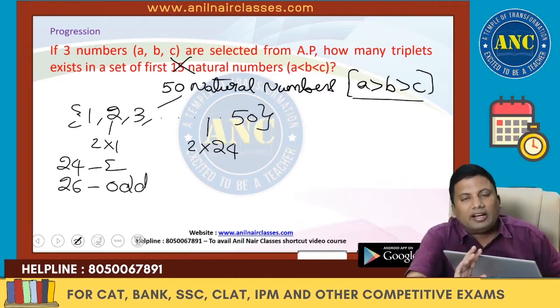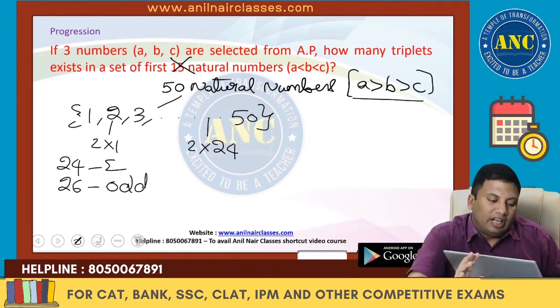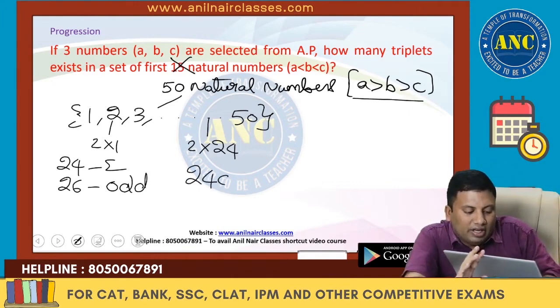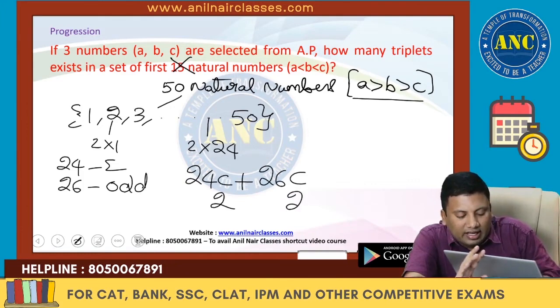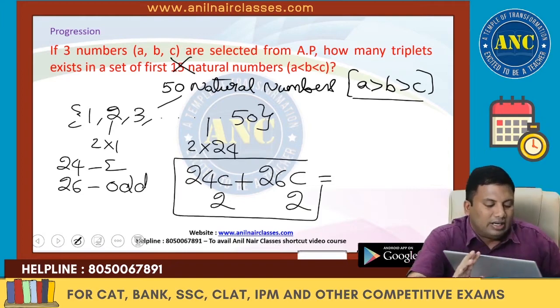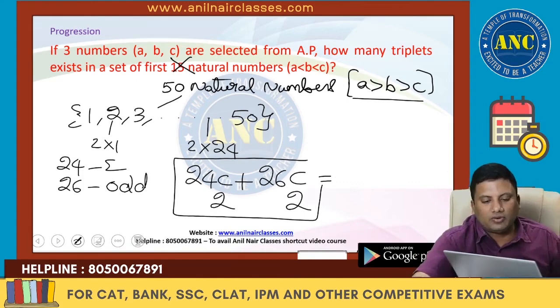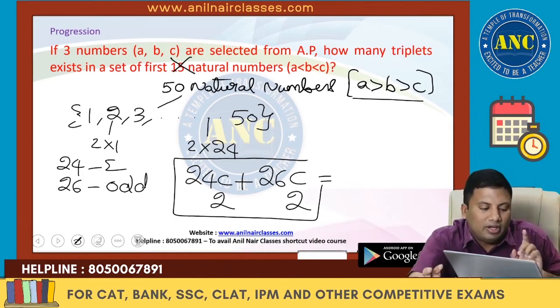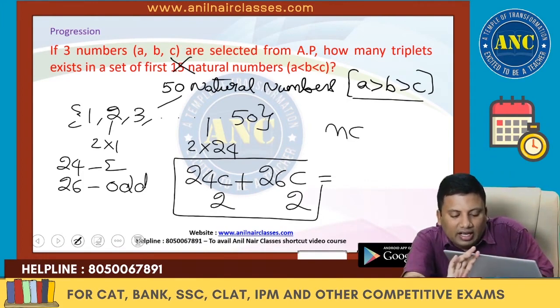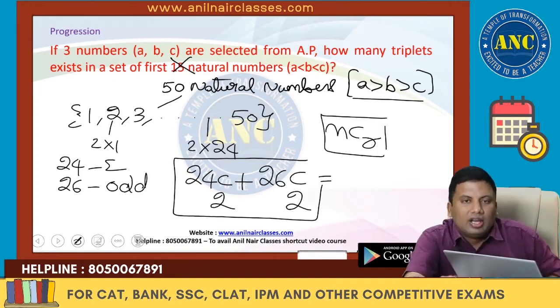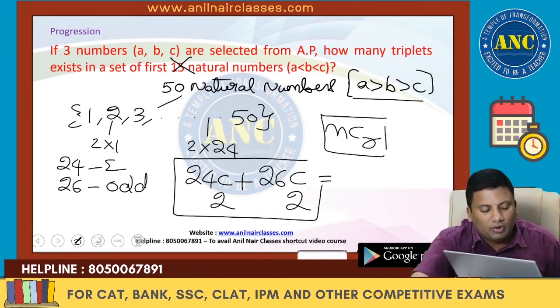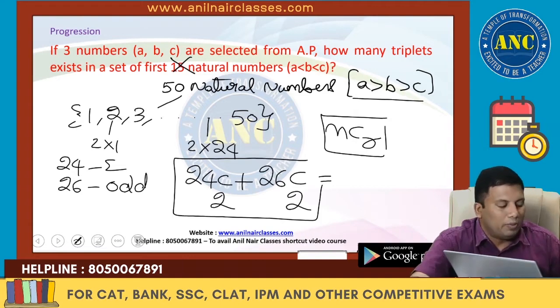A greater than b greater than c. Out of 24 even numbers, if I select any two even numbers, there will be one way. Out of 26 odd numbers, select any two, it will be there in one way. Answer is 24C2 plus 26C2. I hope the idea is clear. Very good question where you can use nCr to avoid counting. Anyway, combination nCr is developed to avoid counting. Instead of writing the cases, this is the right direct way of writing how many ways are there.